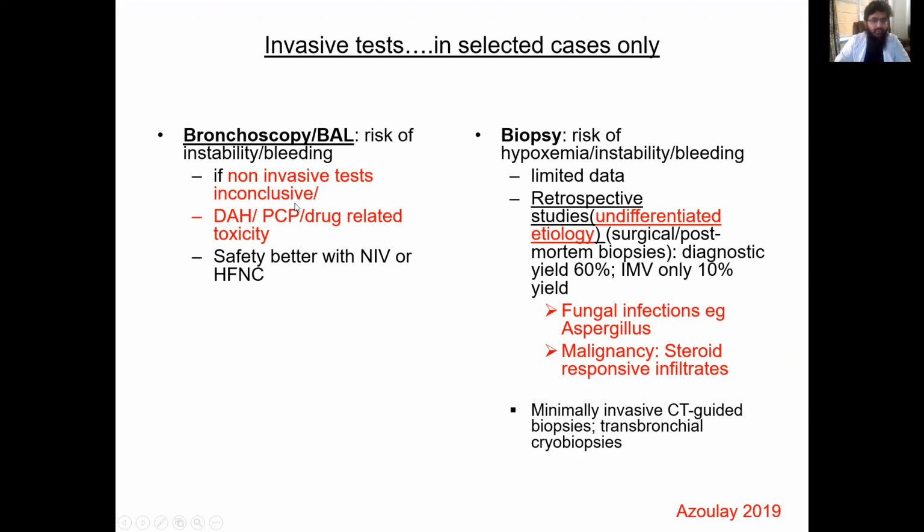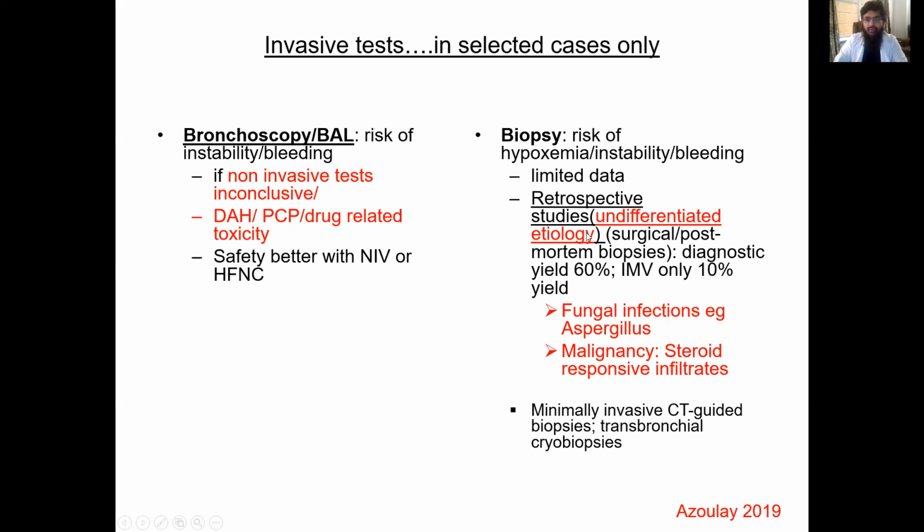Patients are already hypoxemic. Invasive tests are generally done if the non-invasive tests that we discussed are inconclusive, or for specific causes like diffuse alveolar hemorrhage, PCP pneumonia, or drug-related toxicity. Now, safety is better with NIV and HFNC if used together, but generally nowadays the trend is toward non-invasive tests. Biopsy, again, the risk is similar to bronchoscopy.